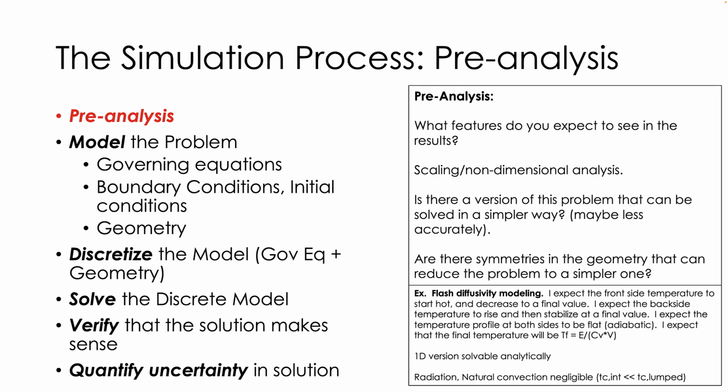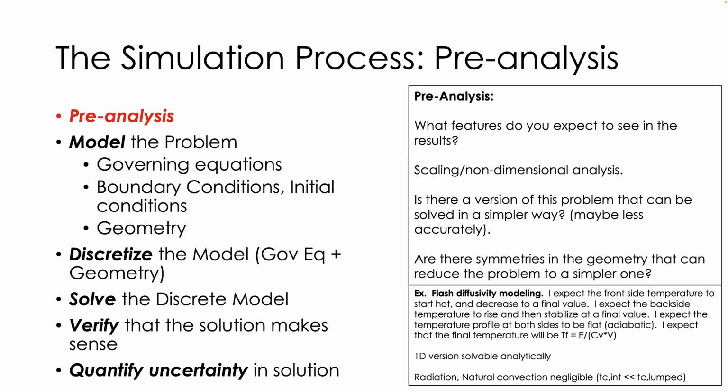So some examples of pre-analysis. So at least in MEEN 640, we recently would have solved the flash diffusivity problem. So flash diffusivity is a measurement technique to measure the thermal conductivity. You have a puck of material, where you shine light on, let's say, the top side of this coin-shaped thing, and you watch how heat diffuses to the back side of it. You measure the temperature of the backside and use that to back out thermal properties.